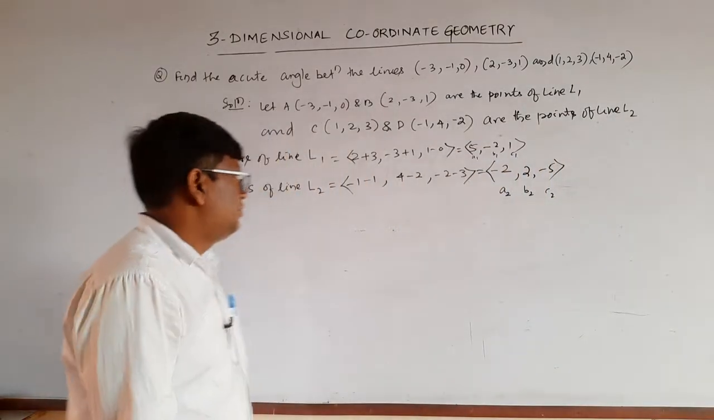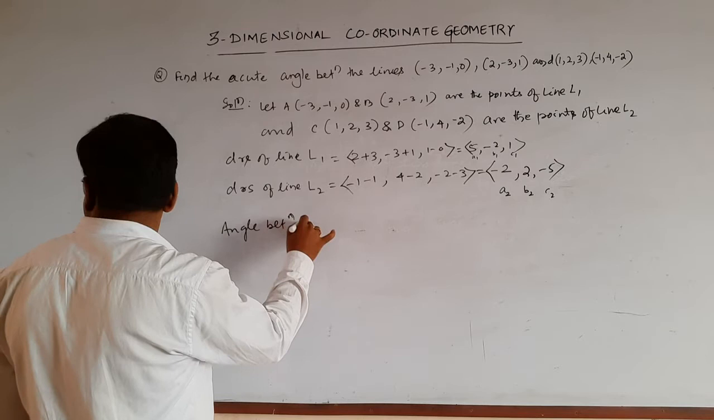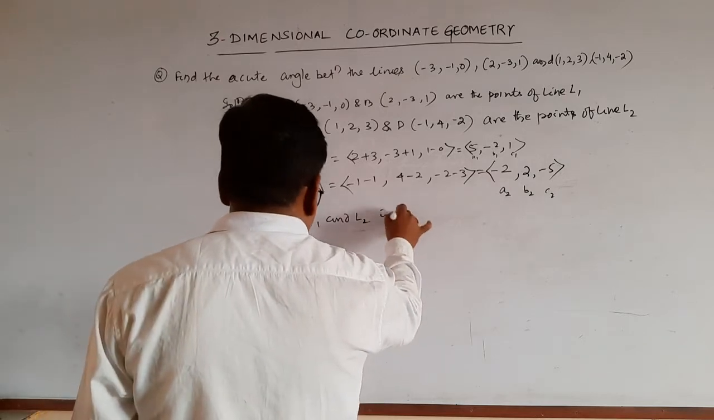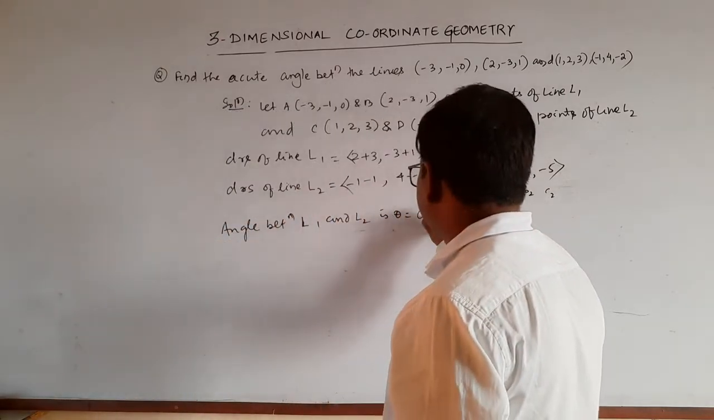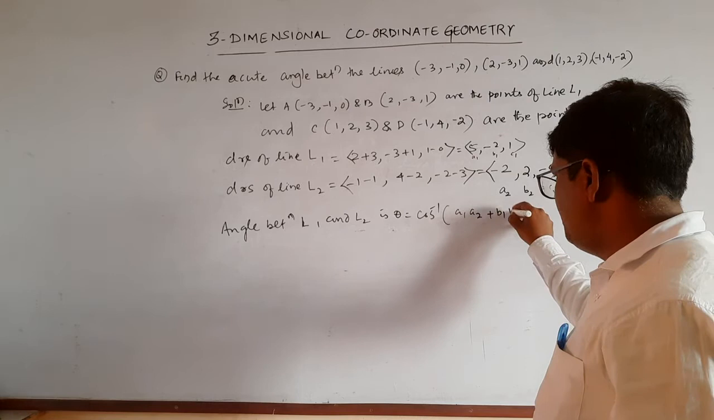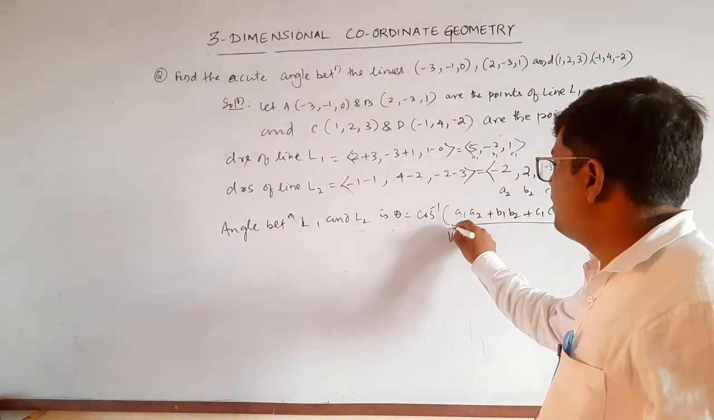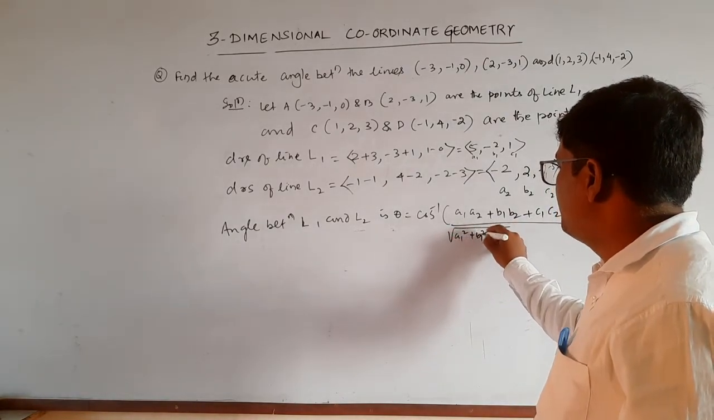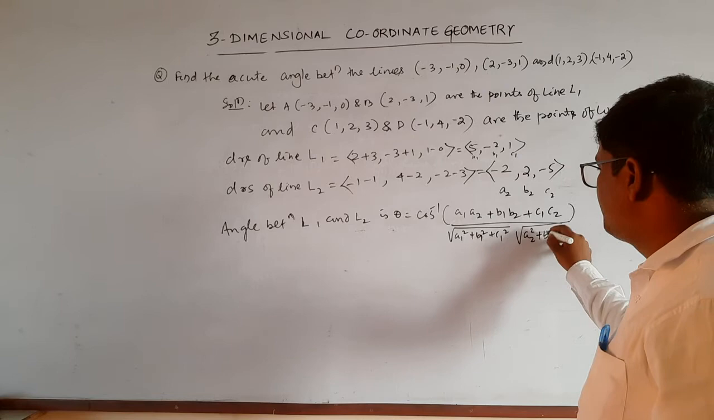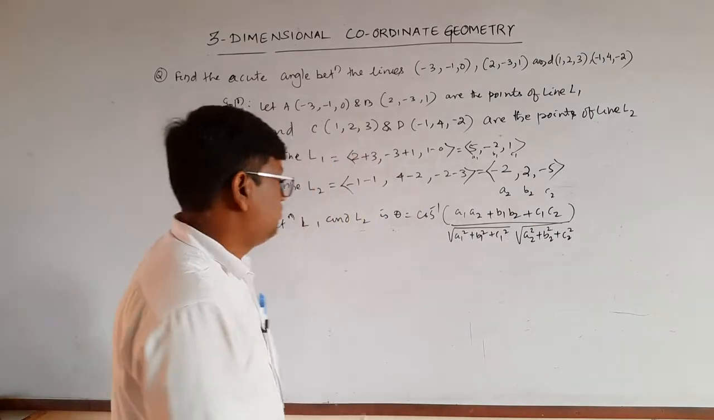Okay, now the angle between L1 and L2 is theta, which is equal to cos inverse of (A1 A2 plus B1 B2 plus C1 C2) divided by square root of (A1 square plus B1 square plus C1 square) into square root of (A2 square plus B2 square plus C2 square). Apply the values of A1 B1 C1 and A2 B2 C2.